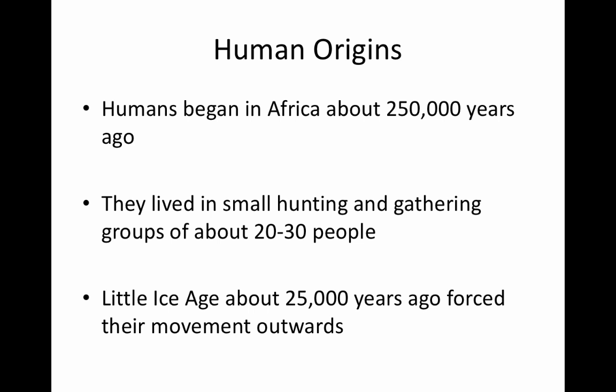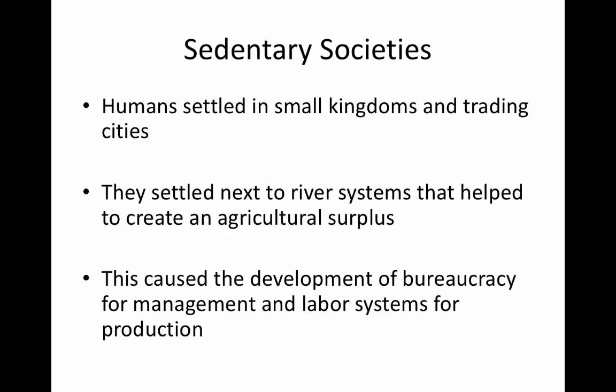Eventually, the Little Ice Age, a major climatic change about 25,000 years ago, forced people out of Africa, and they began looking for warmer climates. So the very first human beings settled down in what are known as sedentary societies, or small kingdoms or city-states in which they traded with one another. They tended to settle next to river systems that would help them to create an agricultural surplus.